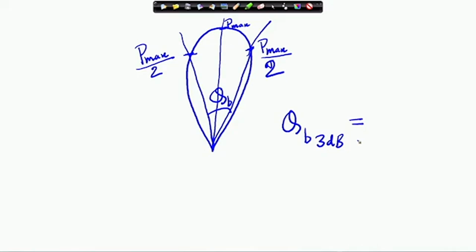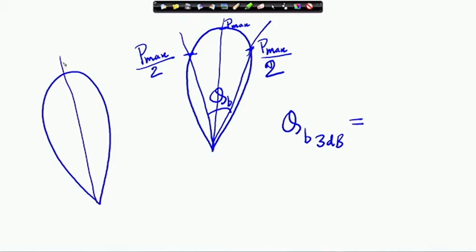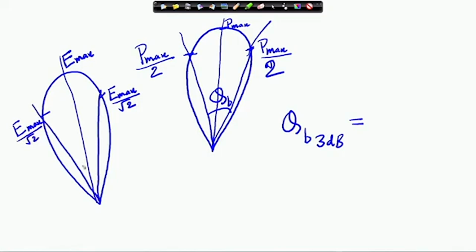If instead of power we plot fields, and it has got a main lobe like this, then this is the maximum field, and we locate 2 points. One is E max by root 2, you know this, that for fields we have this root 2. So, this angle is the 3 dB beam width.